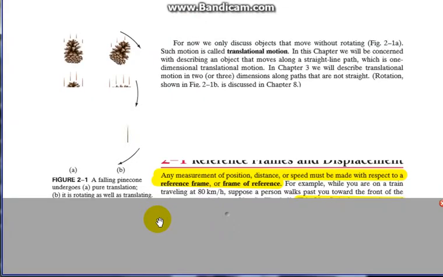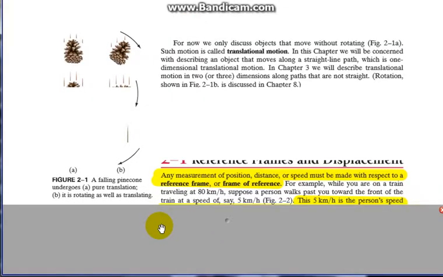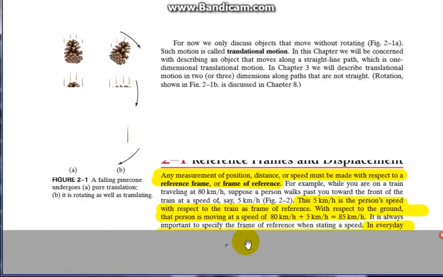Alright, so we looked at that 1960s video that showed reference frames, so this is just going along with that. Any measurement of position, distance, or speed must be made with respect to a reference frame, or frame of reference. So kind of a starting point.